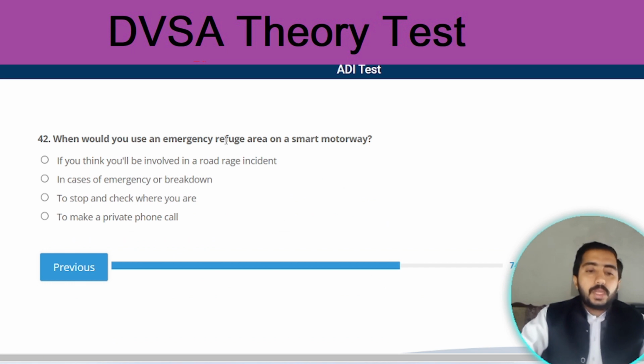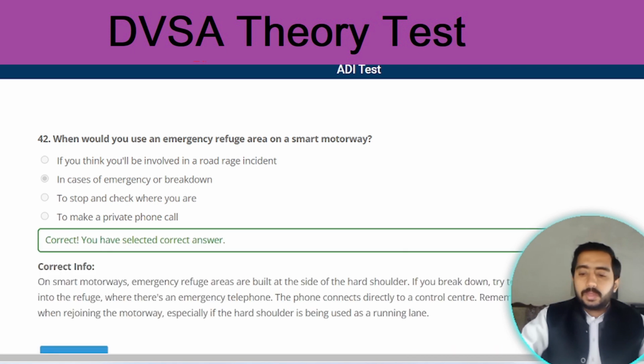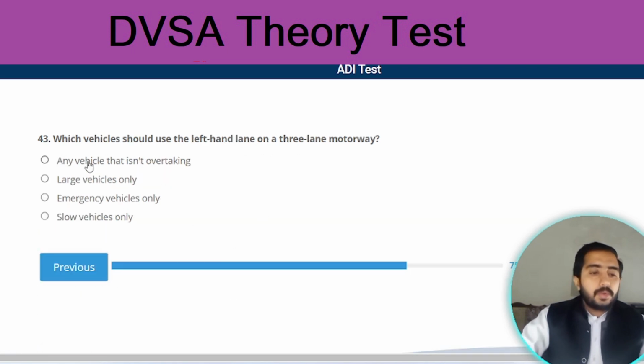When would you use an emergency refuge area on a smart motorway? The correct option is in case of emergency or breakdown. Option B. Next question. Question number 43.